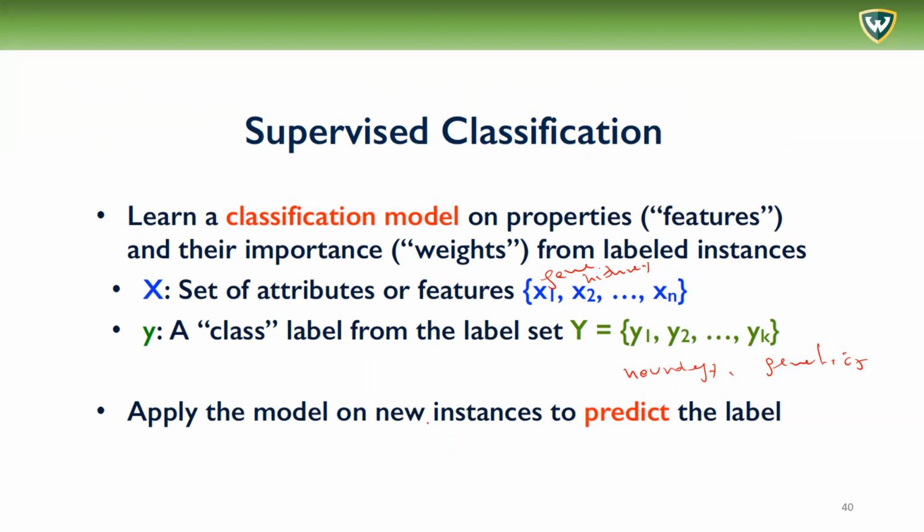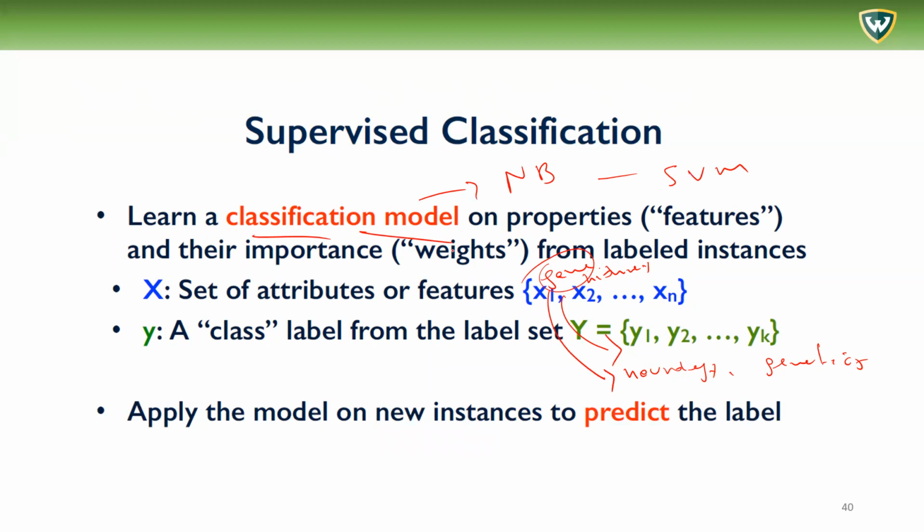And we apply the model on new instances to predict the label. So what the classification model will do, with something like naive Bayes classifier, and we'll talk more about this later, and there are also support vector machines, or other popular ones, is associate how frequent a particular word is with a particular label.